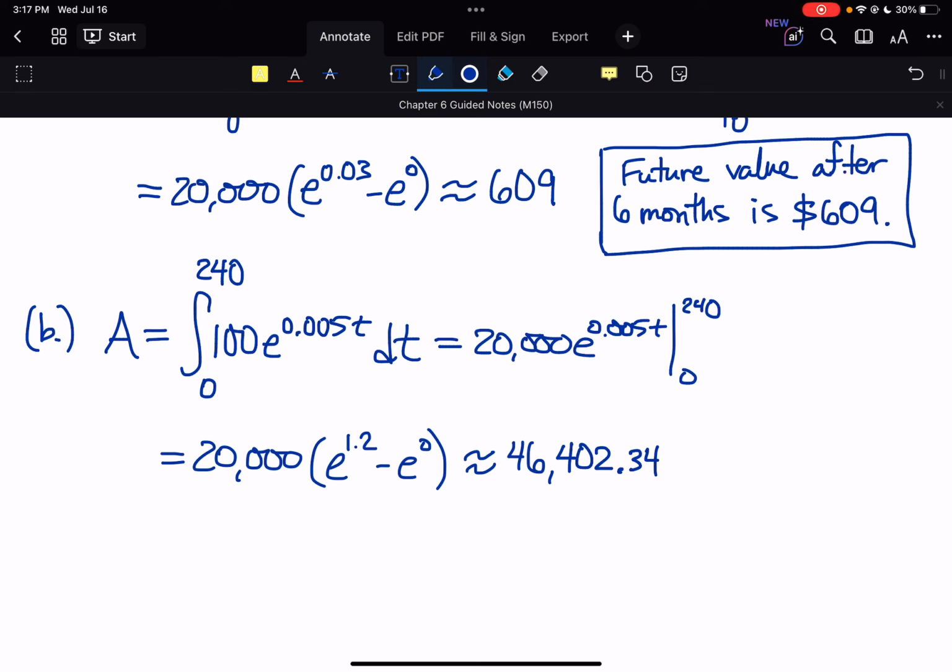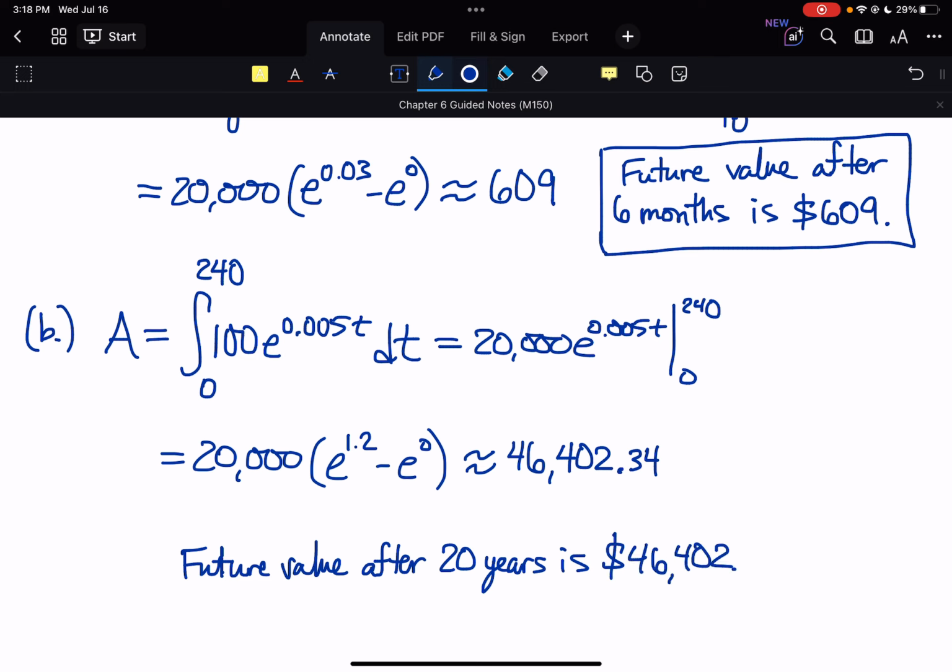So the future value after 6 months is $609. They gained an extra $9 in interest. The future value after 20 years is $46,402.34.